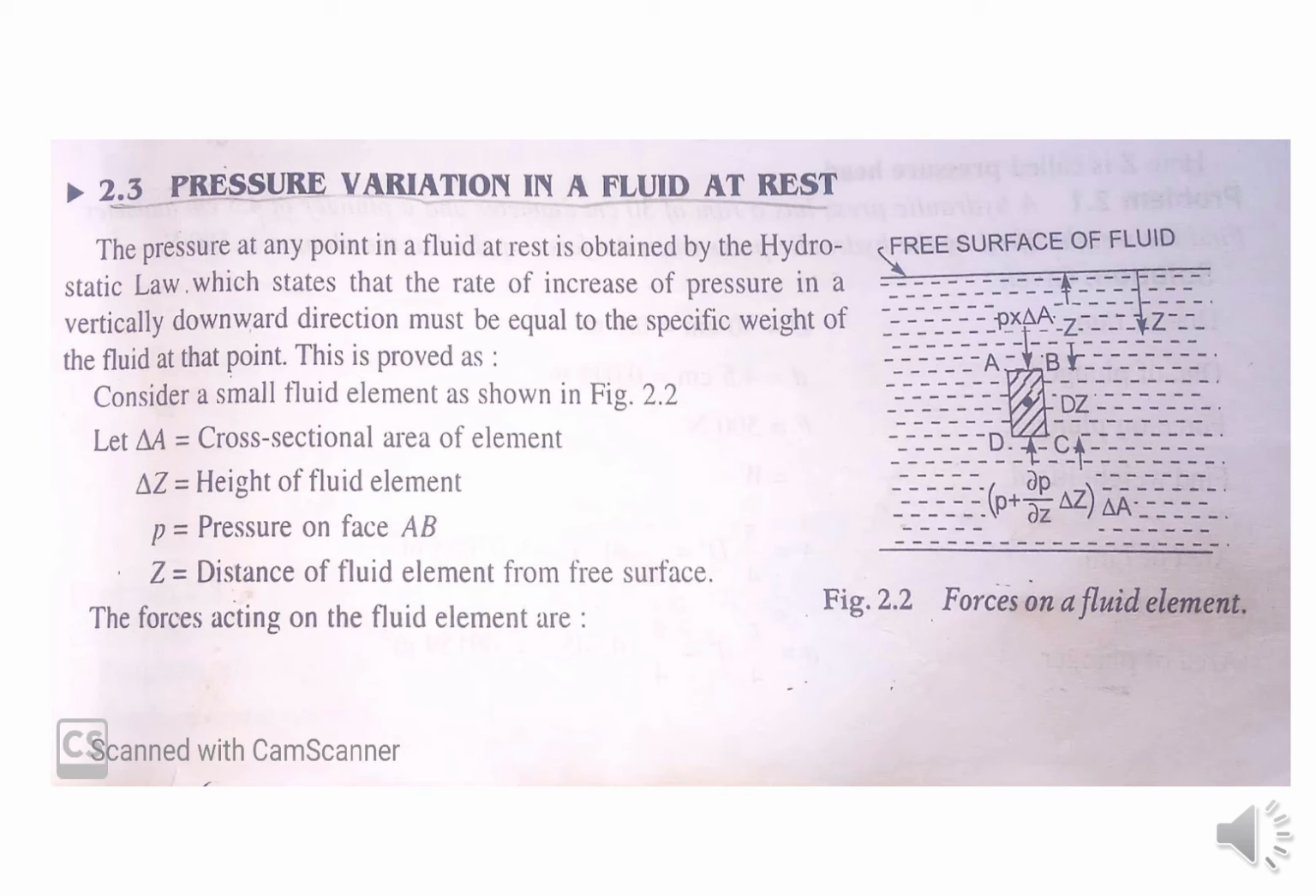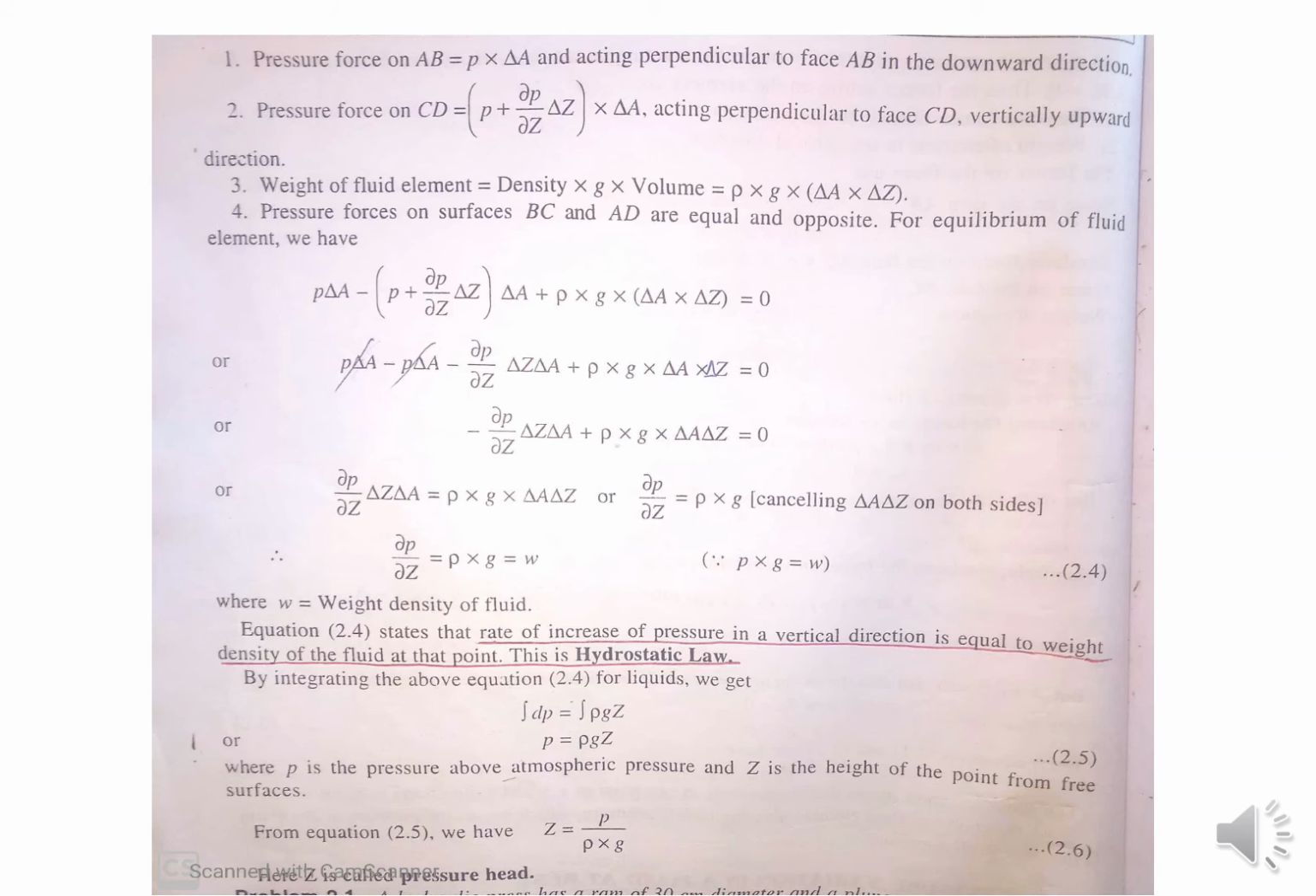So let delta A be the cross-sectional area of that element, dz be the height of the fluid, P is the pressure at AB, and Z is the distance of the fluid element from the surface. We'll see one by one what forces are acting here. One force, P, is acting in the downward direction, P plus dou P by dou Z into delta Z is acting in the upward direction, and the weight of that element is acting in the downward direction. We'll consider all three here.